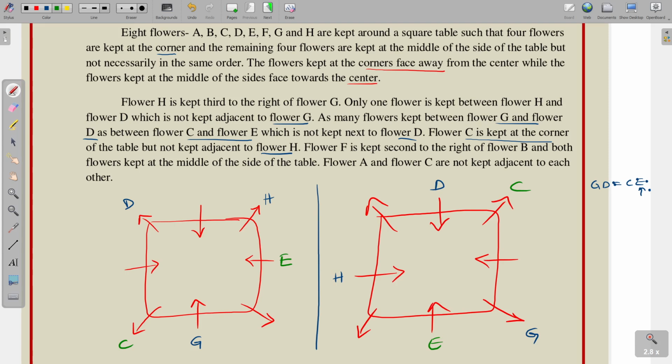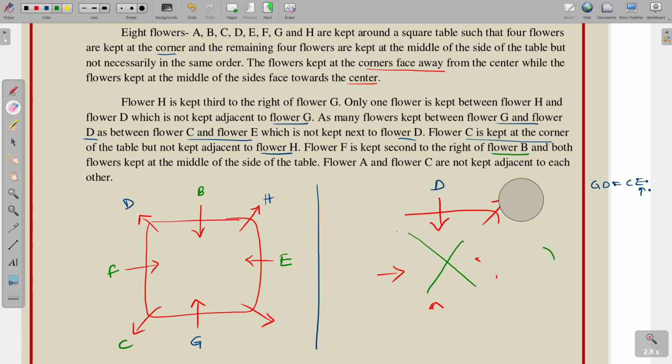Next point, F is kept second to the right of B and both flowers are kept in the middle of the table. So F is second to the right of B. Suppose if B is placed here, F is placed here. Why? Because both are sitting in the middle of the table. Coming to the second possibility, we don't have places to fix B and F. We have only one place left in the middle, so this possibility is not correct. We don't need this possibility. It is the wrong possibility.